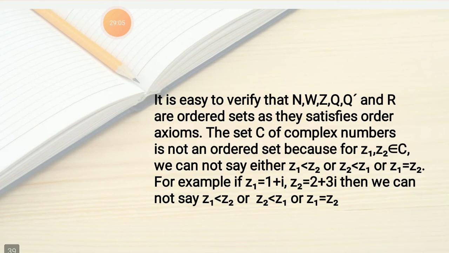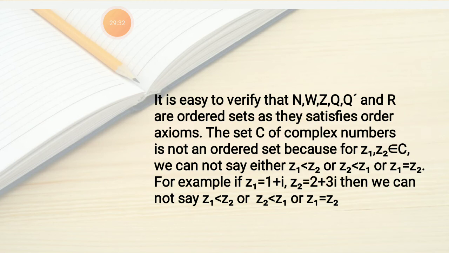It is easy to verify that N, W, Z, Q, Q dash and R are ordered sets, as they satisfy all the order axioms. The set C of complex numbers is not an ordered set, because if you take any two complex numbers z1 and z2, we cannot say either z1 is less than z2, or z2 is less than z1, or z1 is equal to z2.